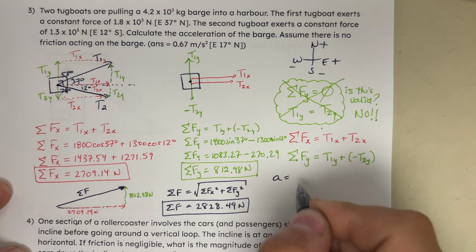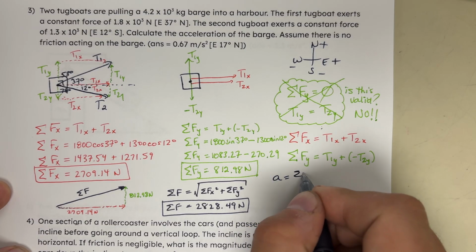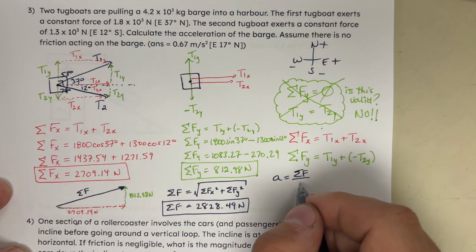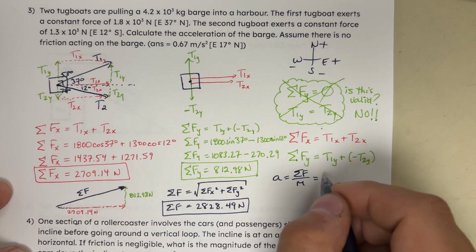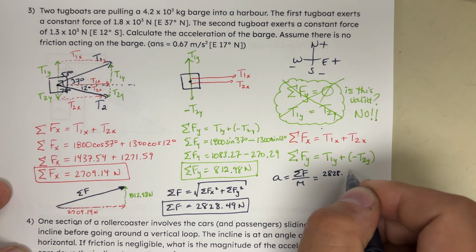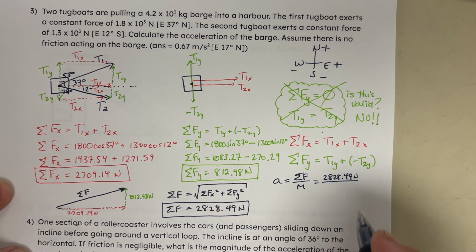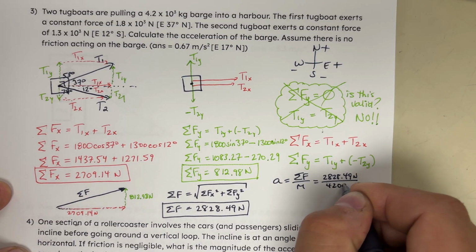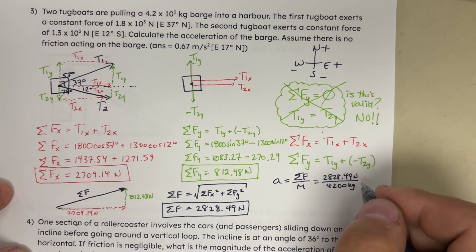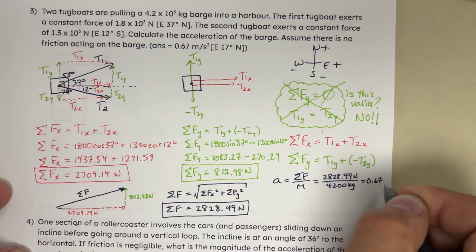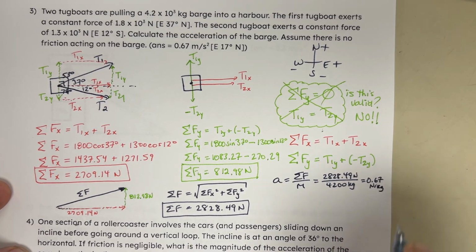So my acceleration is going to be equal to my net force over mass. My net force is 49 newtons, and my mass at the very top is 4,200. You could keep this in scientific notation if you wanted to, but it's not that hard for me to convert it. That's about 0.67 newtons per kilograms.